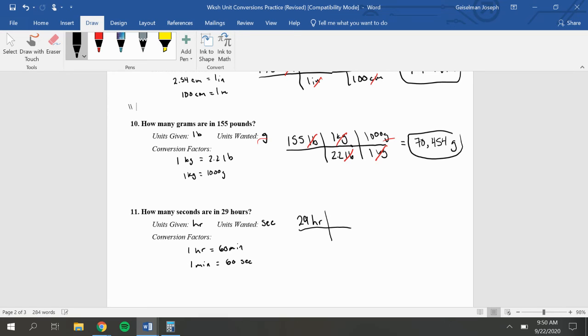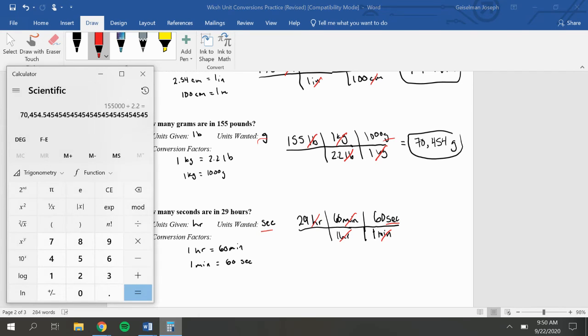all right, we know that 1 hour is equal to 60 minutes. We can cancel out the hours. We're left with minutes, which isn't where we want to be at the end, but it's going to be close. So the next piece then is 1 minute is equal to 60 seconds. And when the minutes cancel out, we're left with seconds, which is what we want at the end anyways.